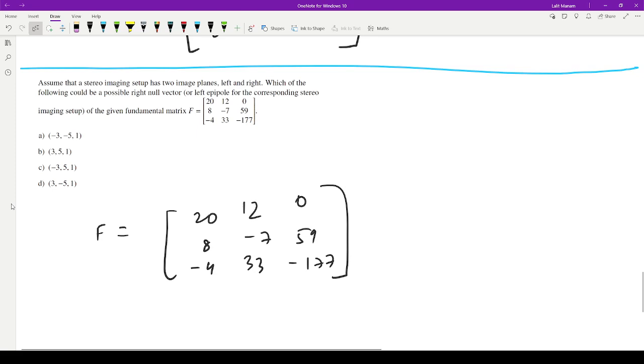Okay, properties of the fundamental matrix. One of the basic properties of the fundamental matrix. Can anyone say? The last row is the scaling factor. Okay, that's true for any matrix, I guess, even for a homography matrix. But what's special about the fundamental matrix? There's a hint in the question, by the way. Right null vector. What kind of matrices have a null vector?